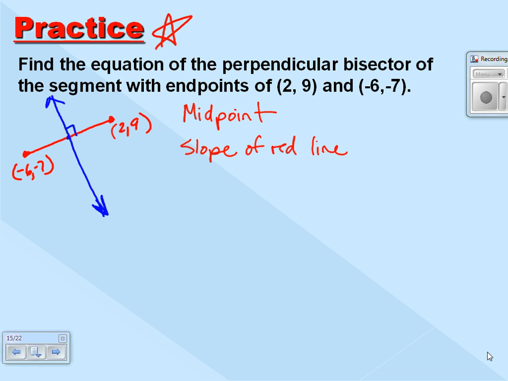If you guys don't remember, it's the average of the two x-coordinates and the average of the y-coordinates. So -6 plus 2 is -4, divided by 2 is -2. So -7 plus 9 is 2, divided by 2 is 1. So the midpoint is -2, 1. So this point right there is -2, 1.